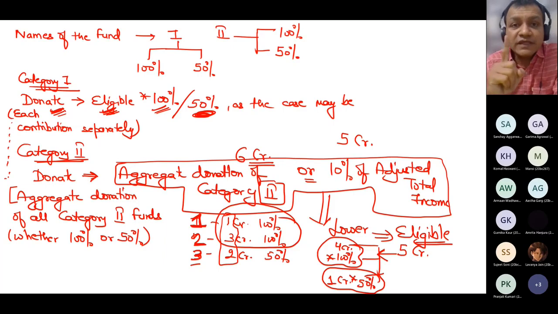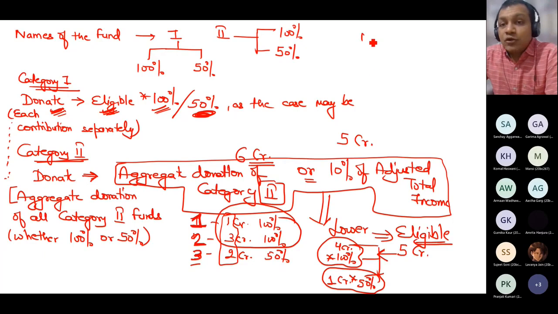Remember, 5 crore is not the amount of deduction. I'm not using this word. 5 crore is not the amount of deduction. It is the amount of donation which is eligible, for which you will get a deduction. These two are different words. My donation is different and my deduction is different.